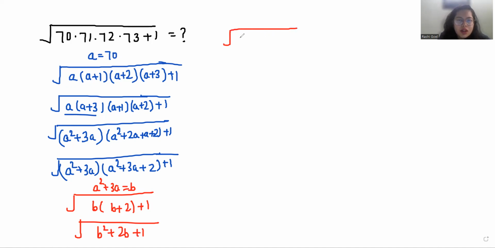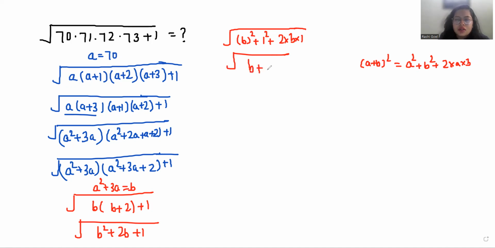Now it becomes a very famous formula: b square plus 1 square plus 2 times b times 1, which is the formula of a square plus b square plus 2 times a times b, which is equal to (a plus b) whole square, where a is b and b is 1. With the help of this, the square root eliminates, so it becomes b plus 1. The value of b is a square plus 3a, so it is a square plus 3a plus 1.